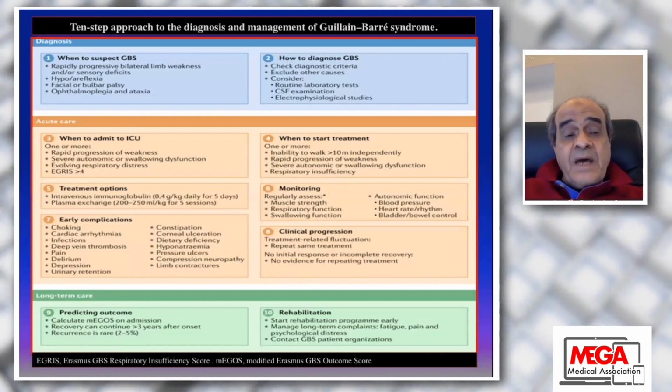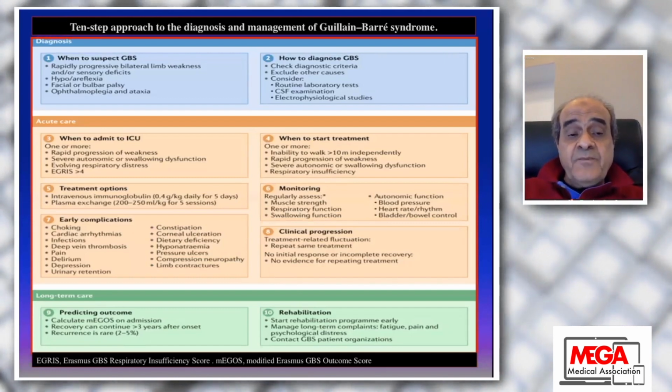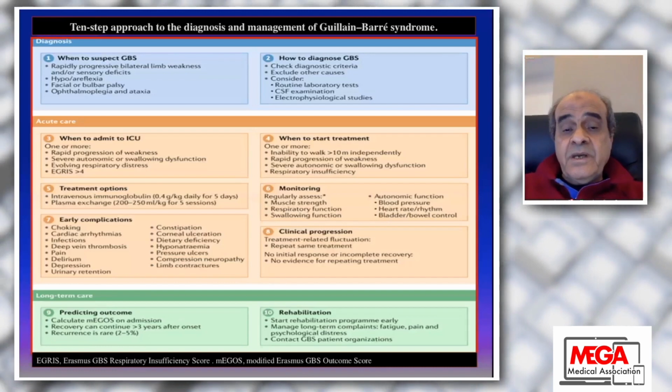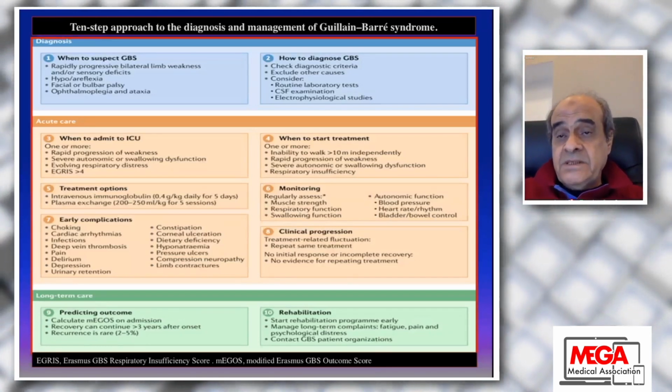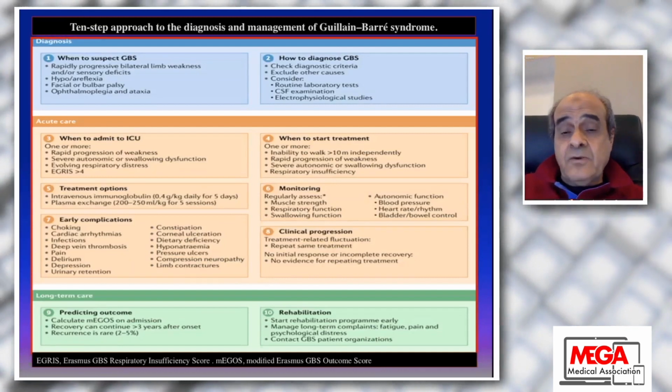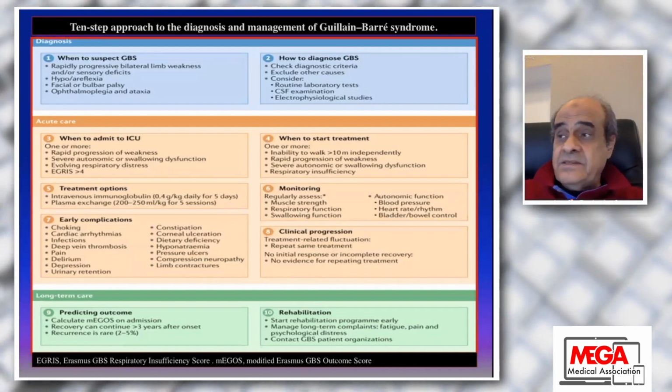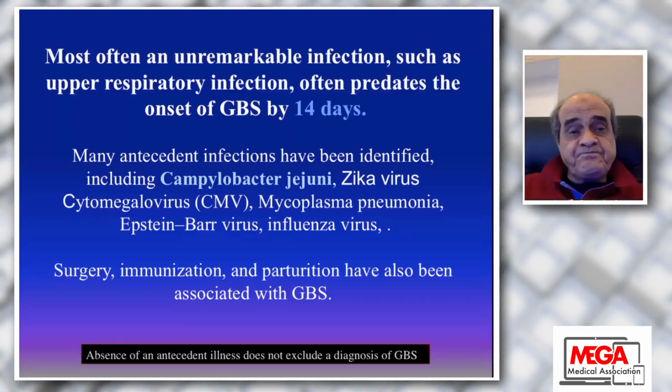Predicting outcome and long-term care is very important also, especially in Guillain-Barré syndrome and in all muscle disease patients, especially the psychological state and the lifestyle after that.